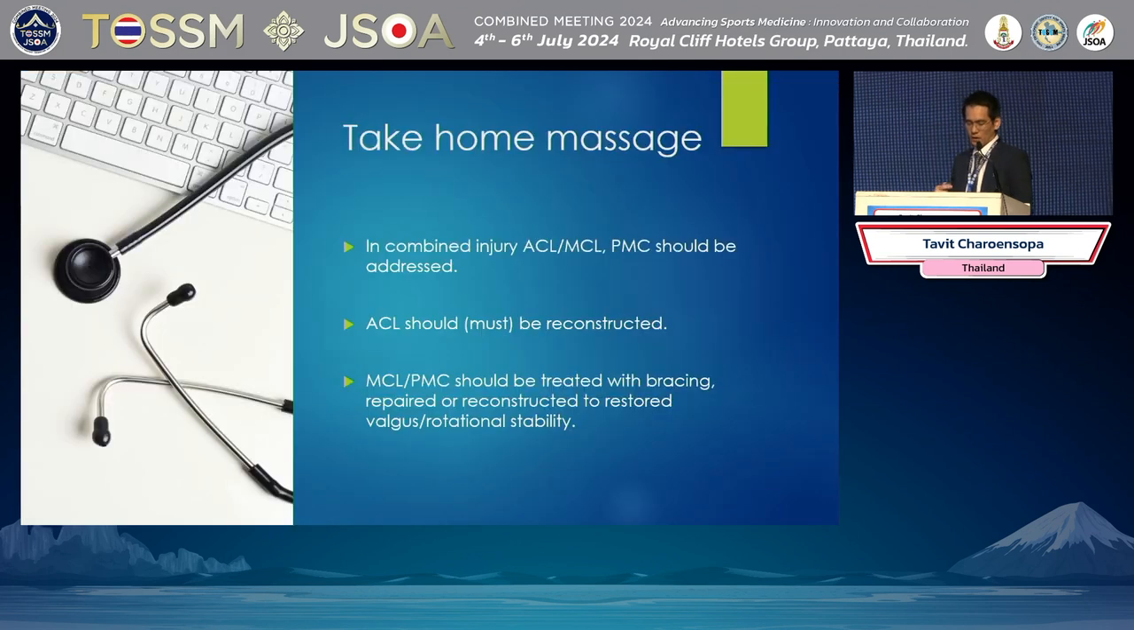In summary, in the combined injury with ACL and MCL, the posteromedial corner should be addressed. The ACL should or must be reconstructed, and the MCL or the posteromedial corner should be treated with brace, repair, or reconstruction to restore the valgus and rotational stability.